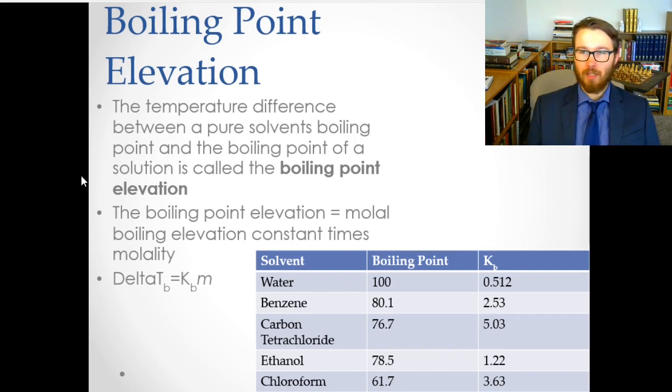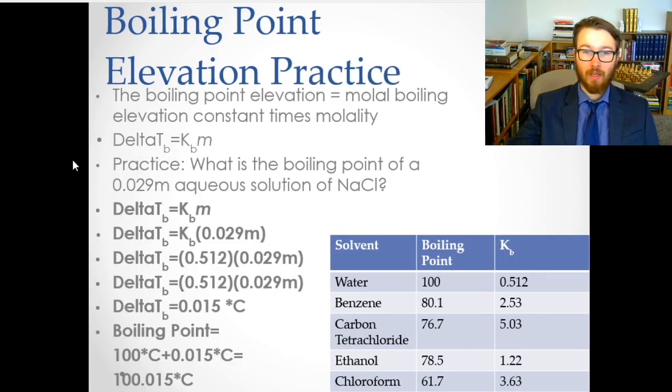So I'm going to show you an example of this, and then you're going to do one, and then you're going to go back to playing Call of Duty or whatever you're doing. So, here's an example. What is the boiling point of a 0.029 molal aqueous solution of sodium chloride? Well, that means you have a solution of salt in water, and it's 0.029 molality. This would be a very normal amount of salt to add if you're cooking pasta, for example. So the real question is, how hot does your pasta water get?